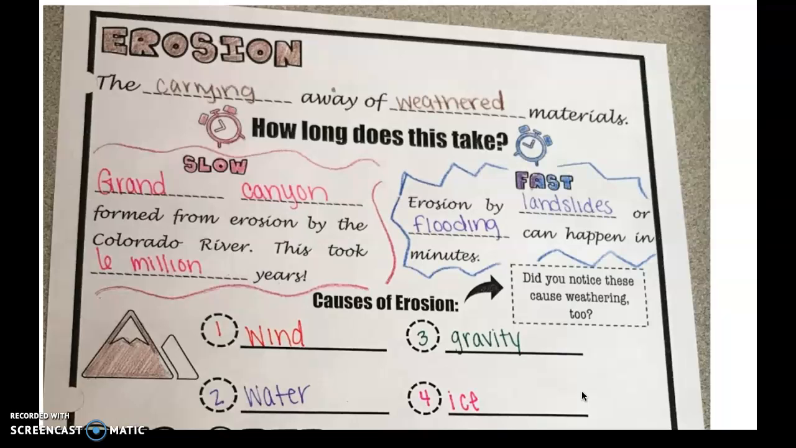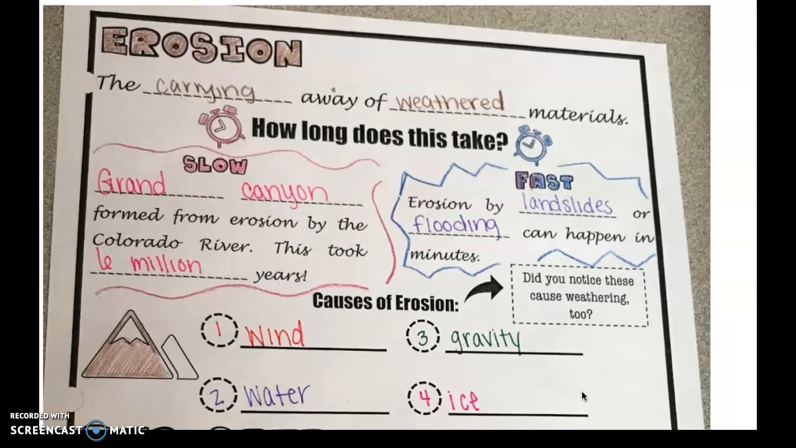So we're talking about erosion and deposition today. Erosion is the carrying away of weathered material. Remember yesterday we talked about the two types of weathering, chemical and physical. Chemical changes the composition of the rock as it breaks it into little pieces. And physical just breaks the rock into smaller pieces and doesn't change anything about the rock except the size. The end results of both types of weathering are sediments.